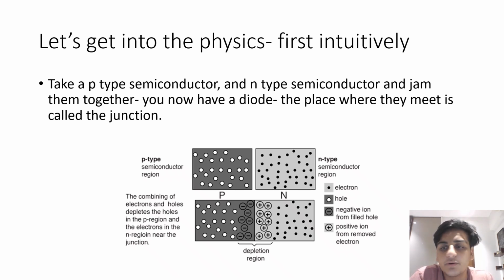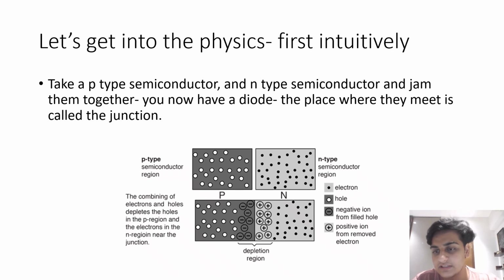So, intuitively, first, how do you make a diode? You just take a wafer of semiconductor silicon, and dope one side with p-type impurity and the other side with n-type impurity. So you have an excess of holes on one side and an excess of electrons on the other side.